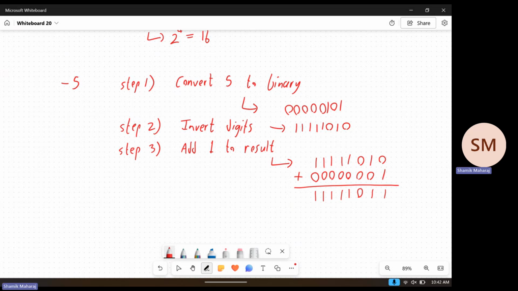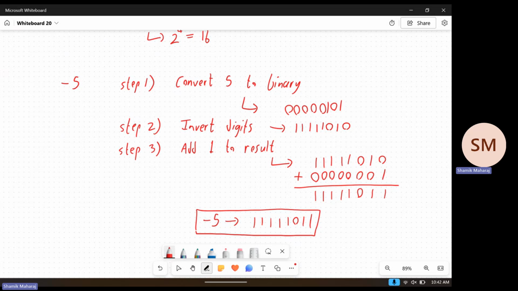Step 3. Well, there are only 3 steps. So that's it, let's summarize that at the bottom. So -5 in binary is given by the result here. Finding a negative number in binary is a little bit of a hassle. There are 3 steps to remember, but once we do that, then we can complete the question.